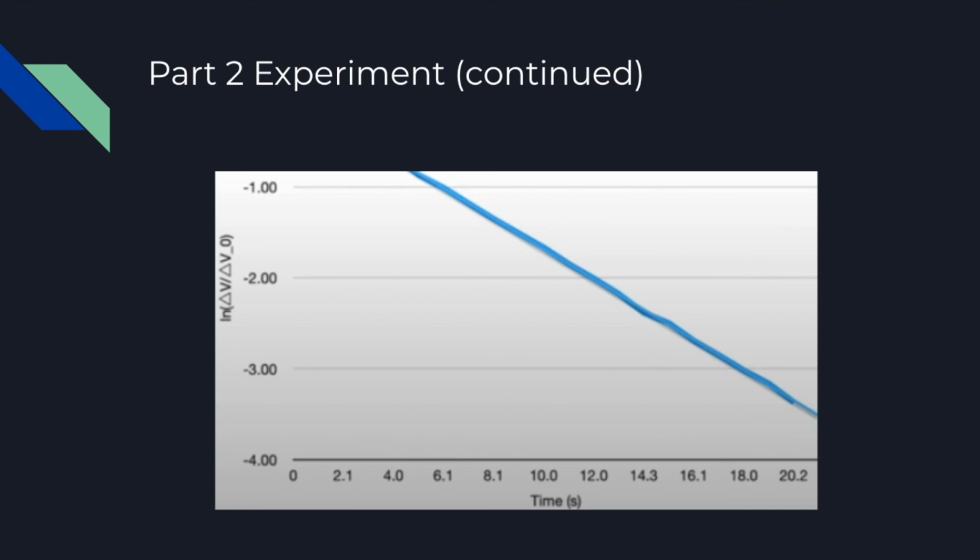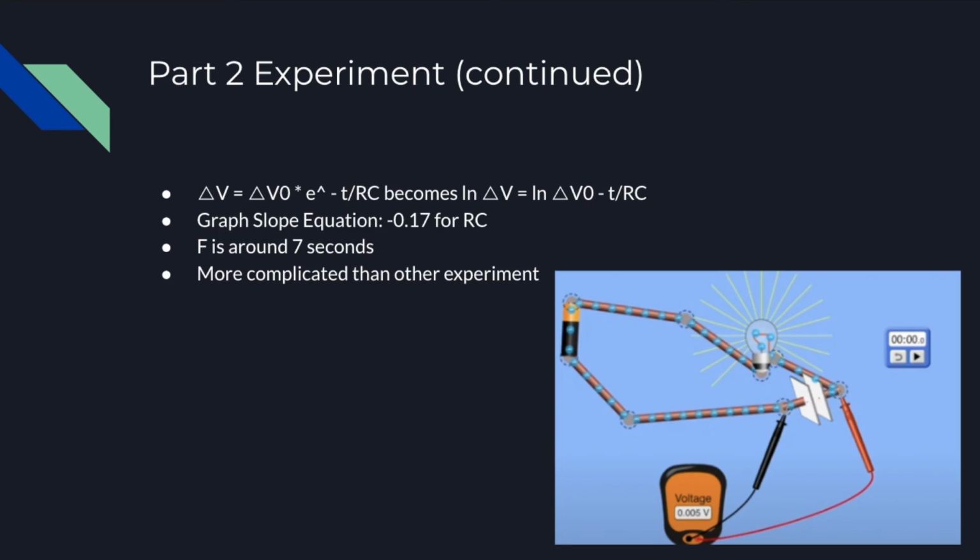So this is the graph. You can pause if you want to take a look, but I'm going to move on to the next slide. So this is where we have ΔV. I'll let you read that as well. It is around 7 seconds, and part 2 is a little more complicated than part 1, but similar physics concepts. And the slope equation we got was negative 0.17.